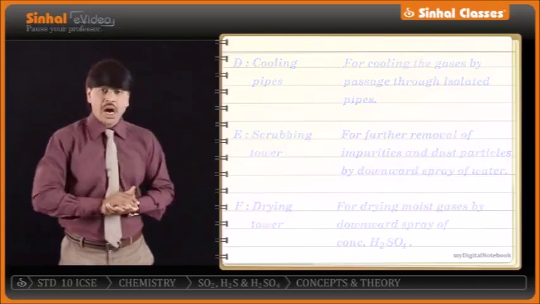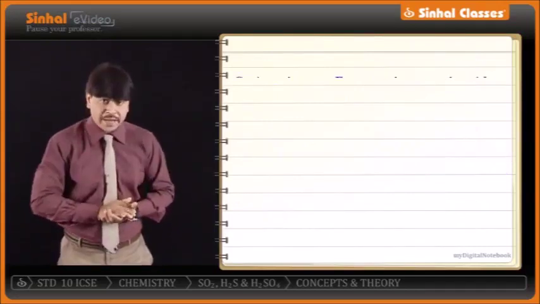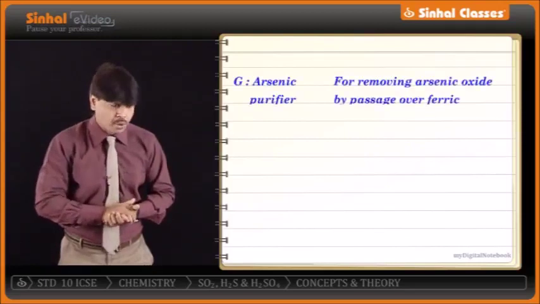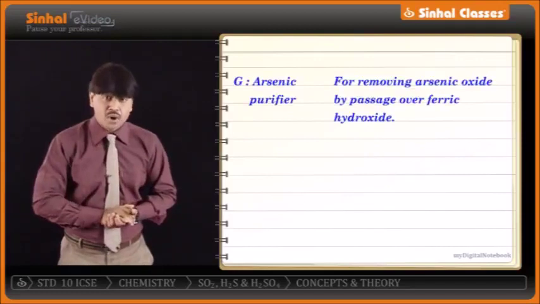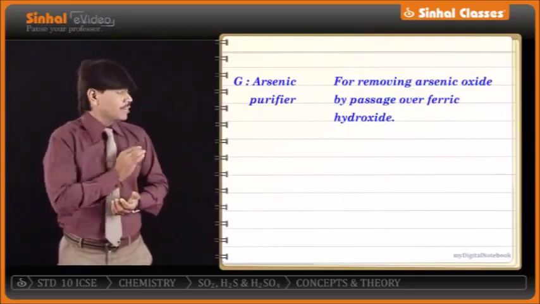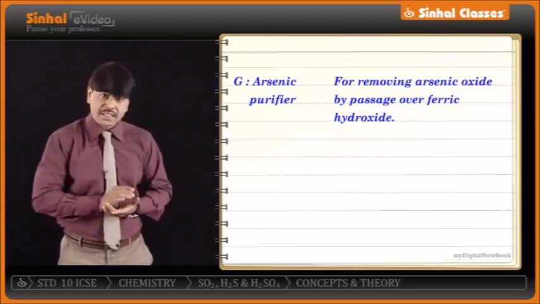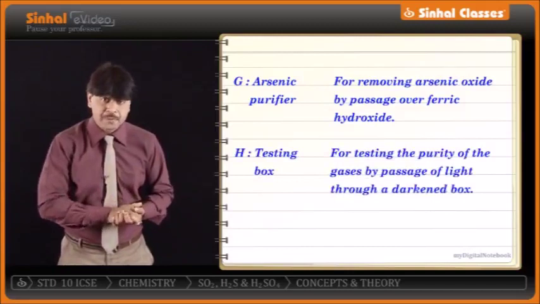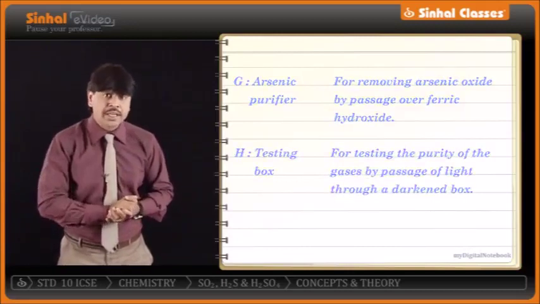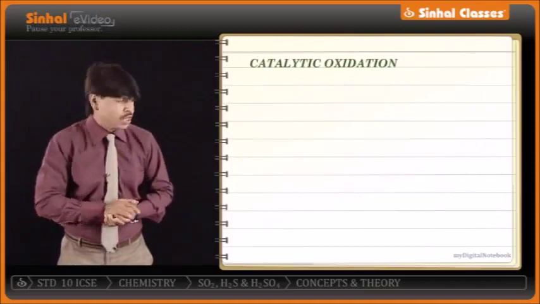Then comes the arsenic purifier. In this case, arsenic oxide impurities are removed by passage over ferric hydroxide. And last comes the testing box. In this testing box, the gases are tested for any impurities present even in traces. Then comes the third unit, and the third unit is catalytic oxidation.